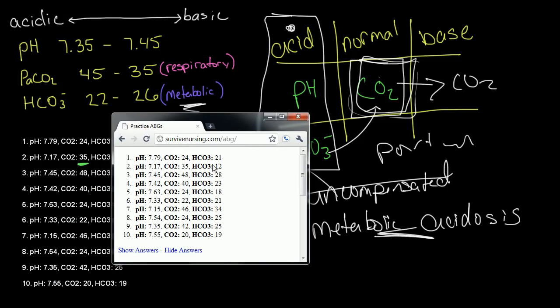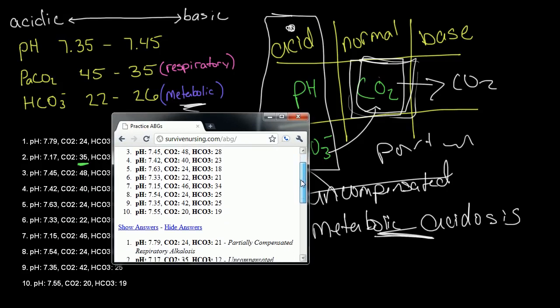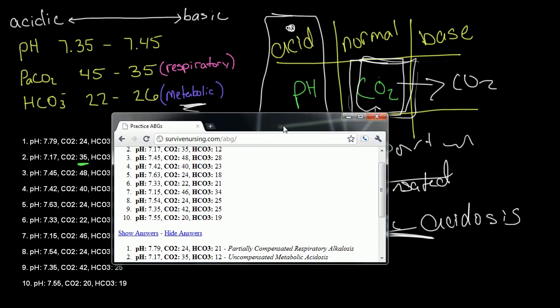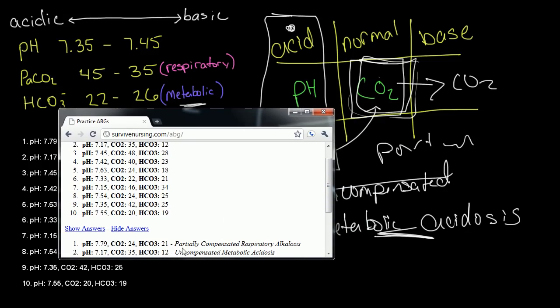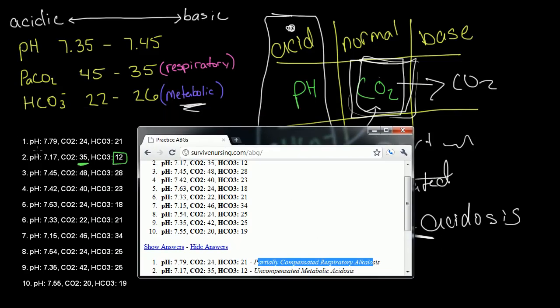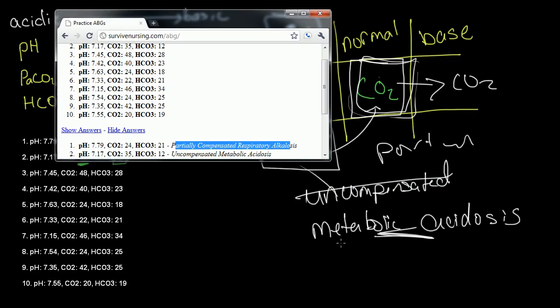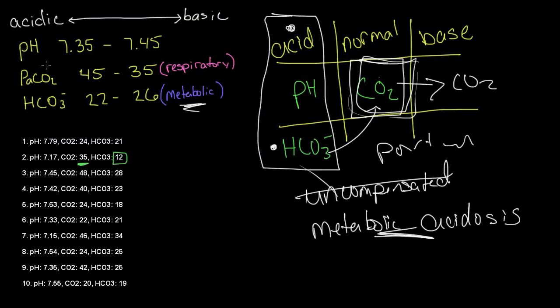And let's double check these first two answers. Let's bring this website back over here, click Show Answers, and I'm going to see if I can only show you these first couple at a time. Okay, so this first one was partially compensated respiratory alkalosis. Remember, that was our first problem. That was this one right here. And this new one that we just solved was uncompensated metabolic acidosis. This matches our problem. Okay, let's go to problem number 3 here.